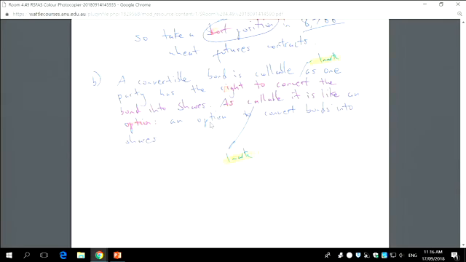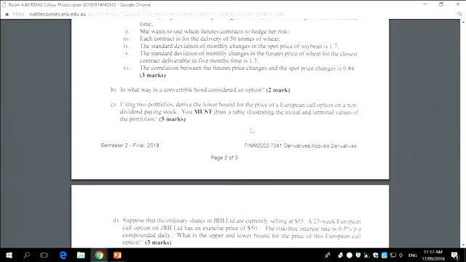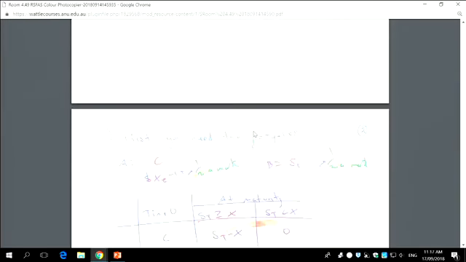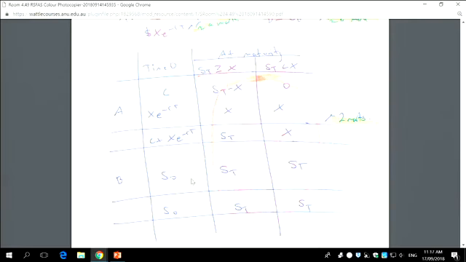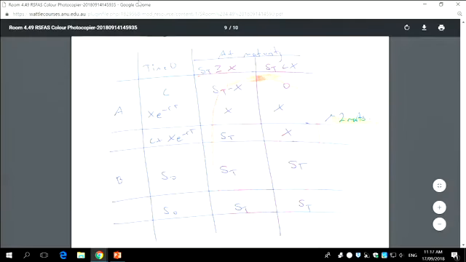And then question C: using 2 portfolios, derive the lower bound for the price of a European call option on a non-dividend paying stock. You must draw a table illustrating the initial and terminal values. So this is just straight from the lecture notes on how we derived the lower bound for a call option. So portfolio A has 1 call option and cash equal to the present value of the exercise price, and portfolio B has 1 unit of the underlying asset whose value is just S0.